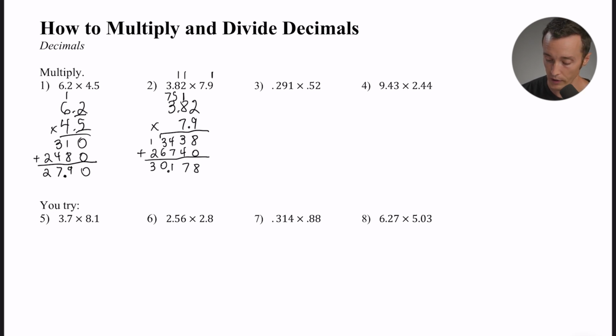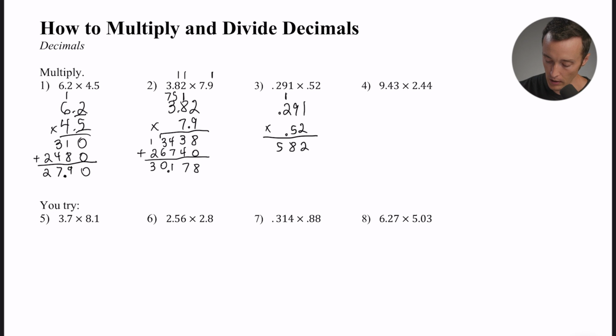I'm going to do a couple more examples here just to give you the hang of this. So 0.291 times 0.52. And again, I'm pretending like these are whole numbers and ignoring the decimals for right now. So 2 times 1 is 2. 2 times 9 is 18. Carry the 1. 2 times 2 is 4, plus 1 is 5.